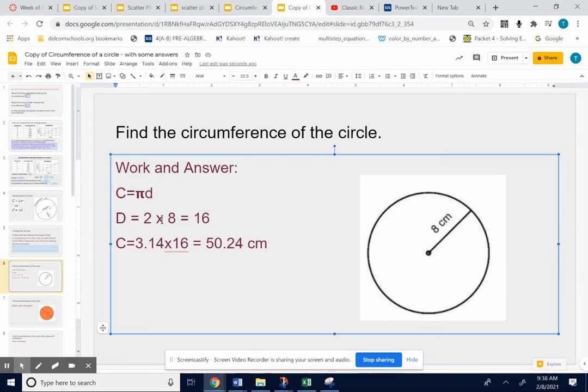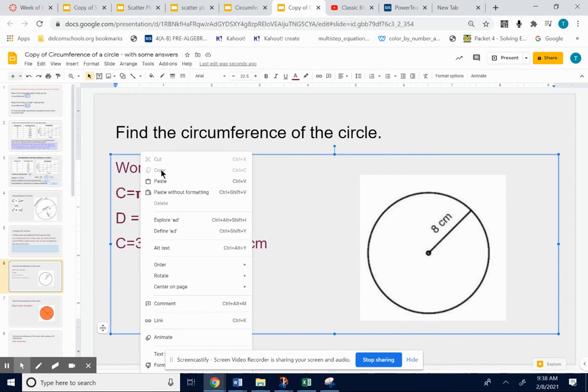It's just 50.24 centimeters. So again, I'm going to use circumference is equal to pi times d. We need to know the diameter, so you have to take the radius and double it to get the diameter of 16. Just take 3.14 times 16. Try the next slide and then check it with the answer.